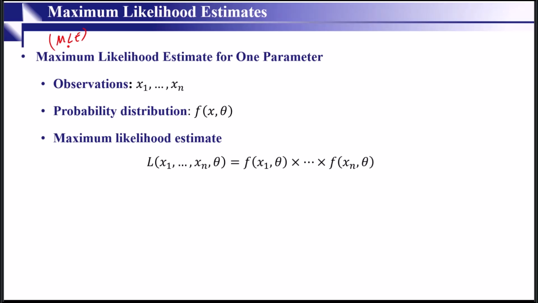In the MLE method, the parameter values are found such that they maximize the likelihood that the process described by the model produced the data that were actually observed. For the MLE for one parameter, if the data observations x1 to xn are from the probability distribution f of x and theta depending upon one unknown parameter theta, then the MLE theta hat of the parameter is found by maximizing the likelihood function. This is called the likelihood function, which is equal to f of x1, theta multiplied up to f of xn, theta.